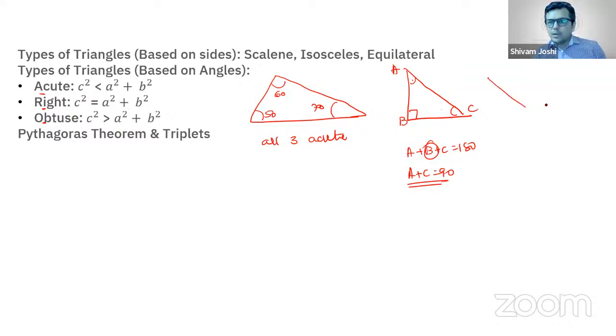Obtuse angle triangle, you will have one of the angle as obtuse, remaining two are acute, right? So this is more than 90. These two will be less than 90, right?